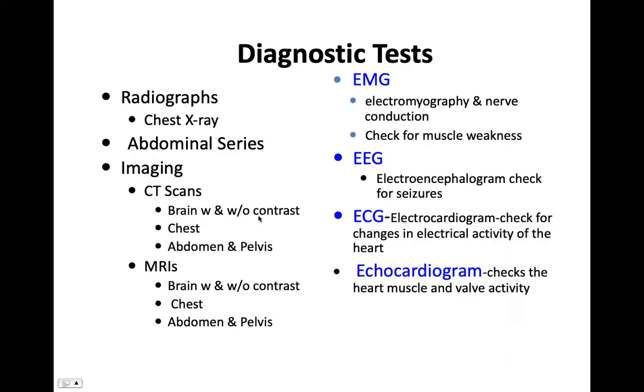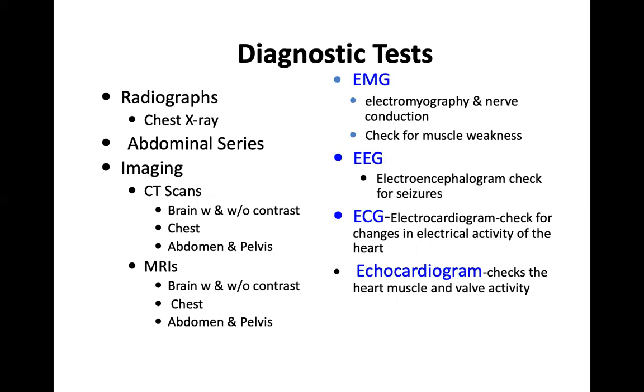Diagnostics, we kind of already went through a lot of this. We already know EMGs are electromyographic. So that's usually if you suspect there's nerve injury to a muscle, you want to get the nerve conduction studies, and anytime you have muscle weakness.